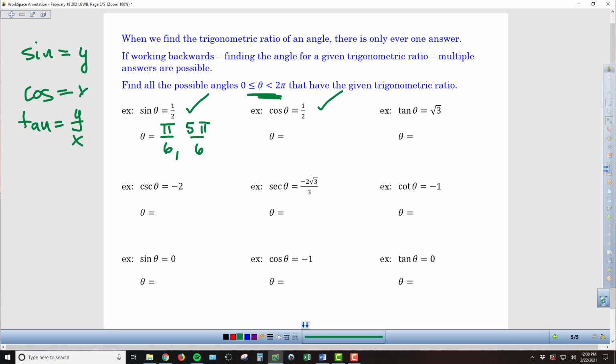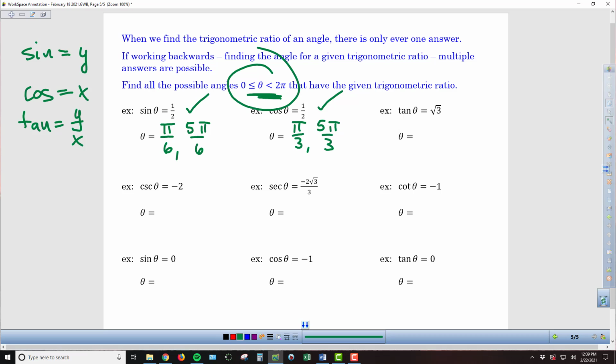For the second example, now we want cosine to equal 1/2. So cosine, again, is the x-coordinate. So we look on the unit circle to see where the x-coordinate is positive. Well, that's going to be on the right-hand side of the unit circle, so in quadrants 1 and 4. And we can see that the x-coordinate is 1/2 at pi over 3 and then at 5 pi over 3. Again, we're just trying to find all the angles that are in this interval from 0 to 2 pi.